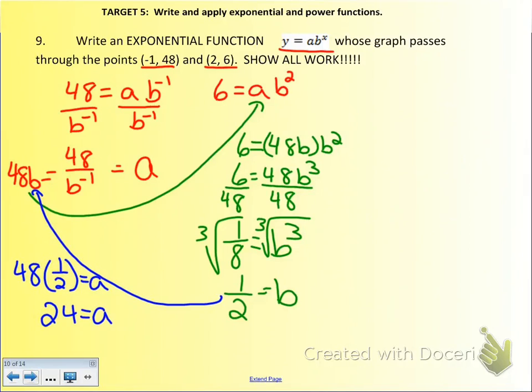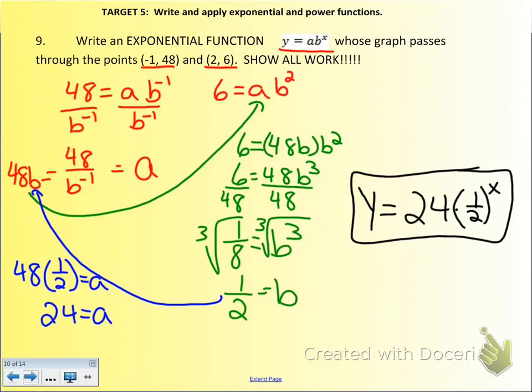So 24 equals a. And our last step is to write it in the form of the exponential function. So we get y equals 24 times, and I'm going to put this in parentheses here, 1/2 to the x power. And that would be your answer.